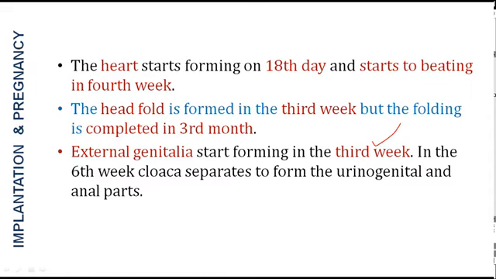External genital organs start forming in the 3rd week. In the early stage, a cloaca is there. In the 6th week, the cloaca separates from the urogenital system. That is, the anus and urogenital system separate.